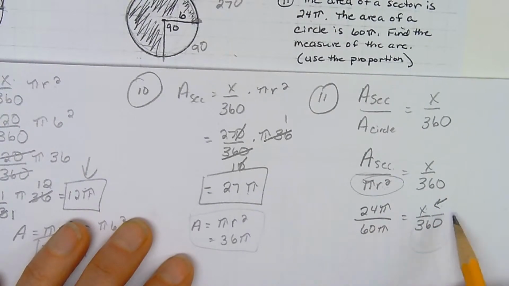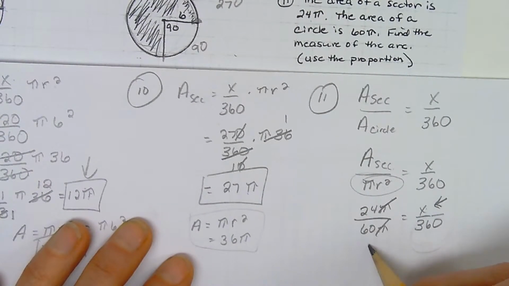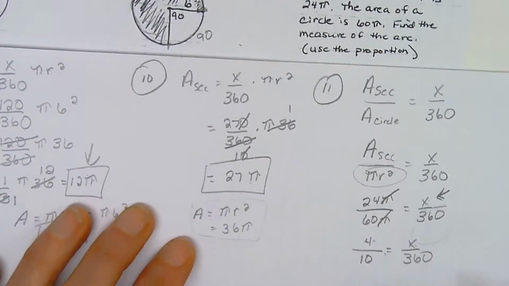Now this can be canceled a little bit before we cross multiply to solve for x. So I'm going to cancel off the pi's. And I can divide 24 by 6, that would be 4. And 60 by 6 is 10. I probably could have gone further, but that's okay. So 4 over 10 equals x over 360.